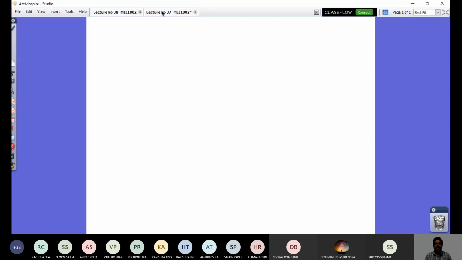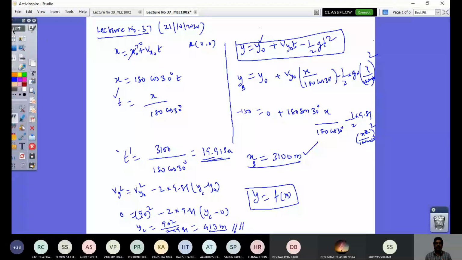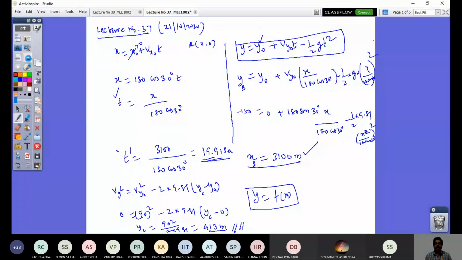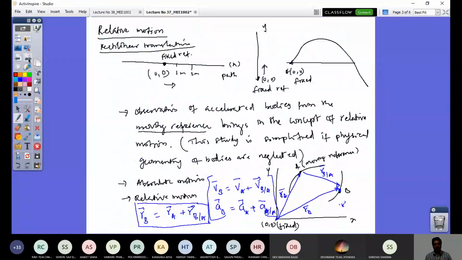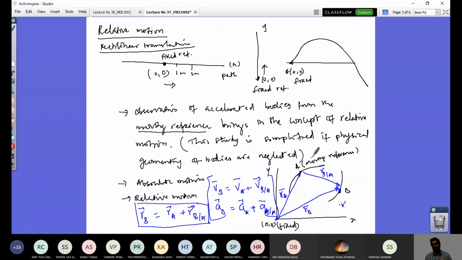And here, this is what we have seen, projectile motion problem. I just quickly browse through this. And then we were ending our lecture looking at relative motion, wherein we have a fixed reference as well as a moving reference. So you look at two references to define an absolute motion of B. So that's what we say: RB equals RA plus RBA is what you are mathematically defining as relative motion.